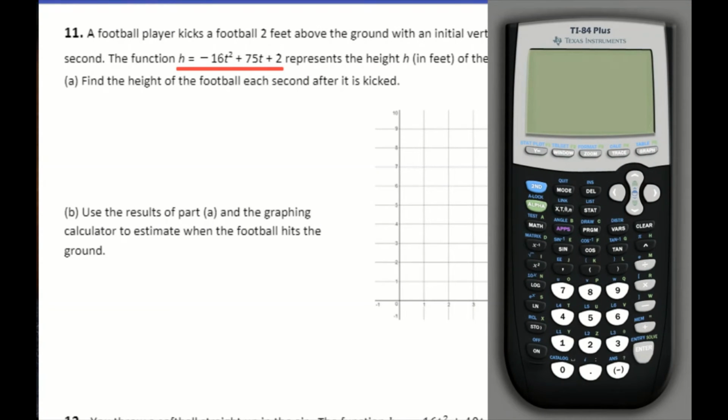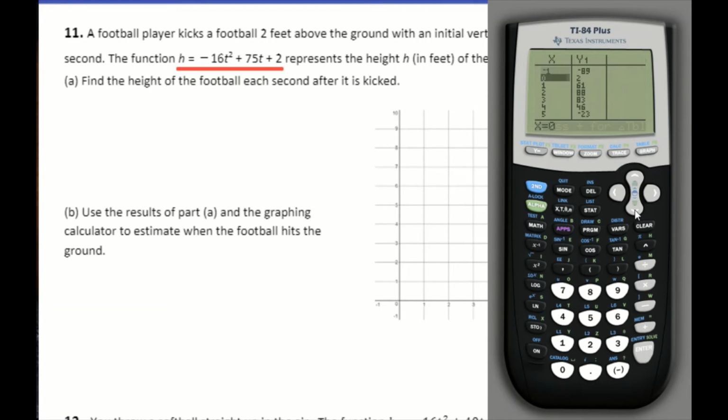Okay, so I'm going to go to y equals, clear out the last one, and type in -16. Now, even though it says t, I'm still going to use this button, x, comma t, comma theta, comma n. That's my independent variable button, so I still want to use that. X squared plus 75x plus 2. And let's look at that table, see what's going on.